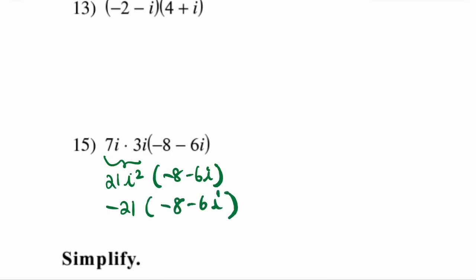Now that we have that mushed together, it became something nicer. Now we distribute that. So 21 times 8, two negatives make a positive, would be 168. Two negatives make a positive again. 21 times 6 is 126, and then the i is there.